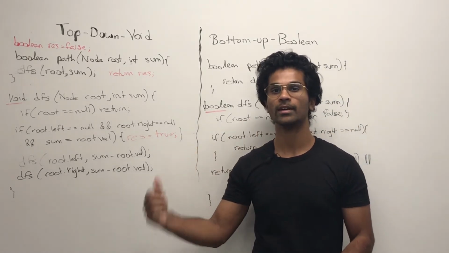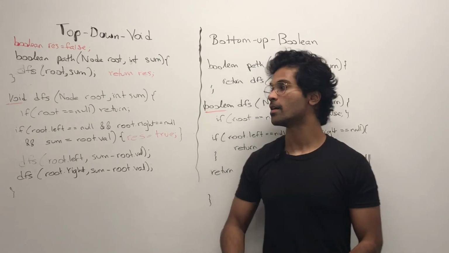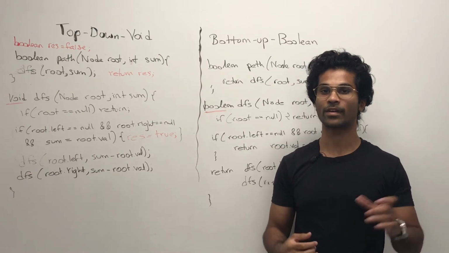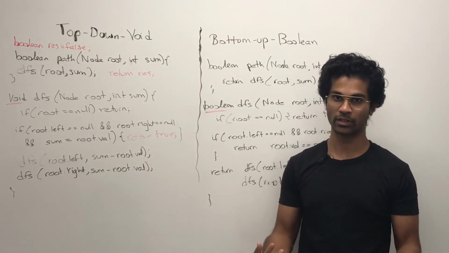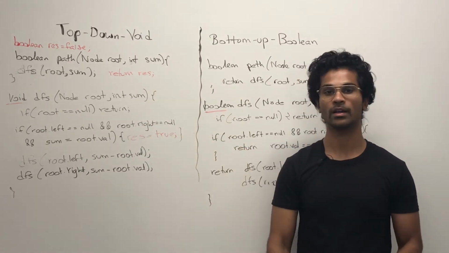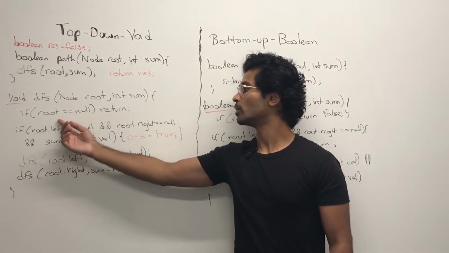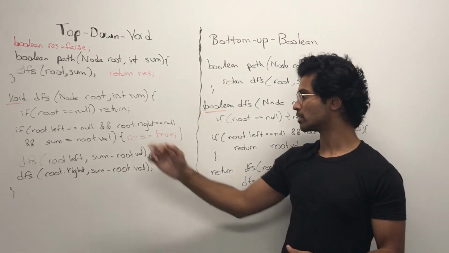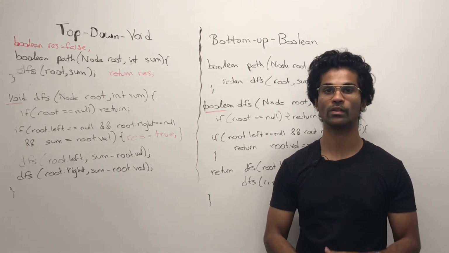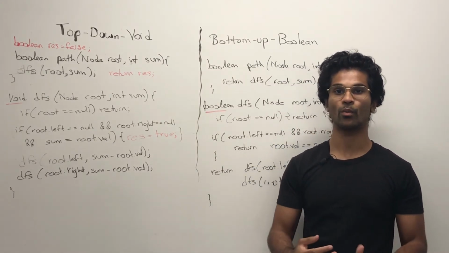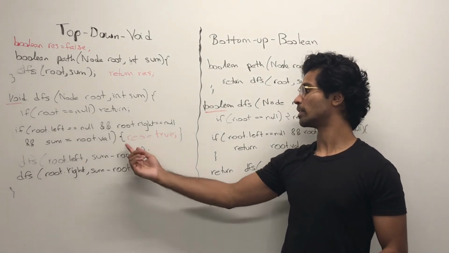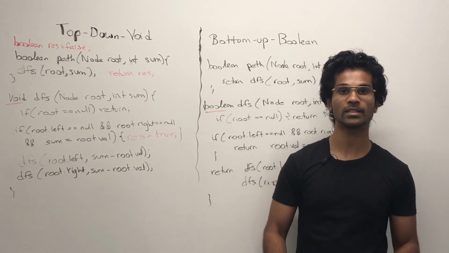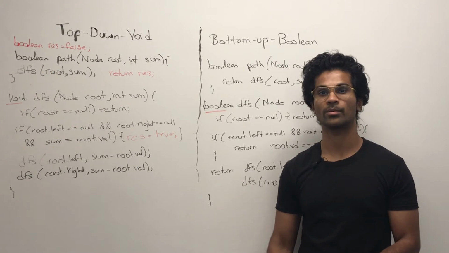Let's compare the two versions of the code. Here's the top-down void, and here's the bottom-up Boolean. For this version, we're going to have a global variable called res, and we're going to use it to see if any of the leaf nodes that we visit satisfies our condition. If it is, we simply return res. So here's the recursive function. If the root is null, we return. Otherwise, if we're visiting a leaf node, we're going to see if the number that was passed in through the sum parameter is equal to the value of the node we're visiting. If it is, then yes, we found a valid path sum. So we just set the global flag to be true, and that's pretty much all we have to do. Otherwise, we simply recurse left and right and subtract the root's value from the sum parameter that was passed in.